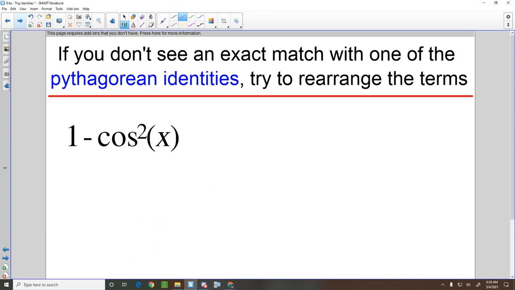Now, something else that can occur is they won't always exactly match a Pythagorean identity. You know, that one that we just did, that was nice. Cosine squared plus sine squared equals 1. That was our first Pythagorean identity. It was a perfect match. What about this one? 1 minus the cosine squared.